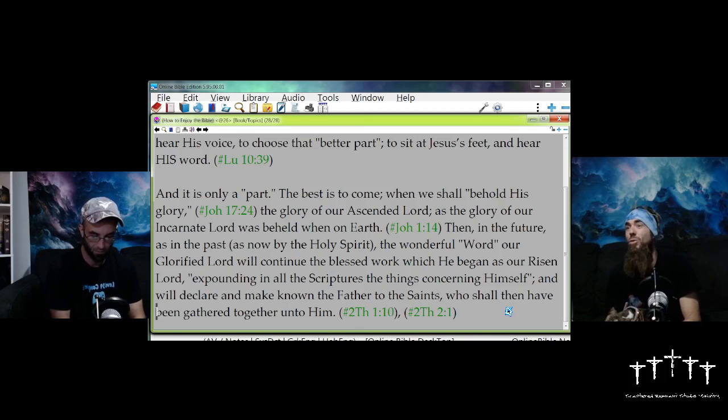Then in the future, as in the past, as now by the Holy Spirit, the wonderful Word, our glorified Lord, will continue the blessed work which He began as our risen Lord, expounding in all the scriptures the things concerning Himself, and will declare and make known the Father to the saints who shall then have been gathered together unto Him. Wow, I can't believe I got through that whole thing.